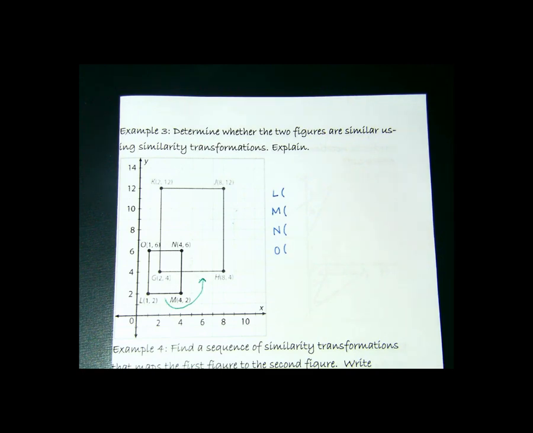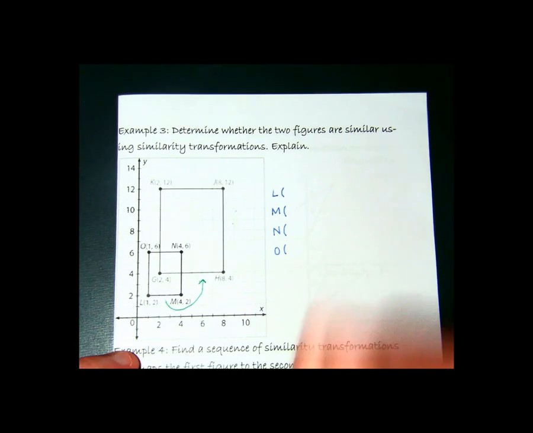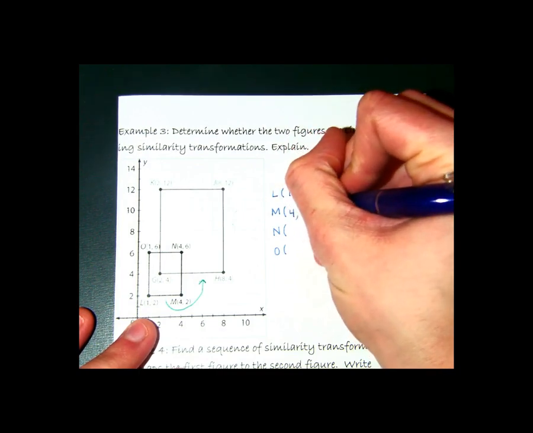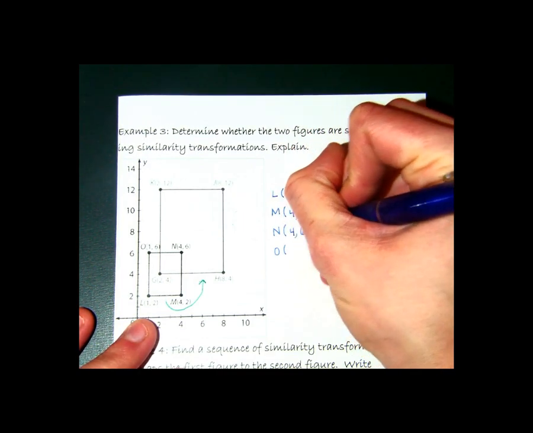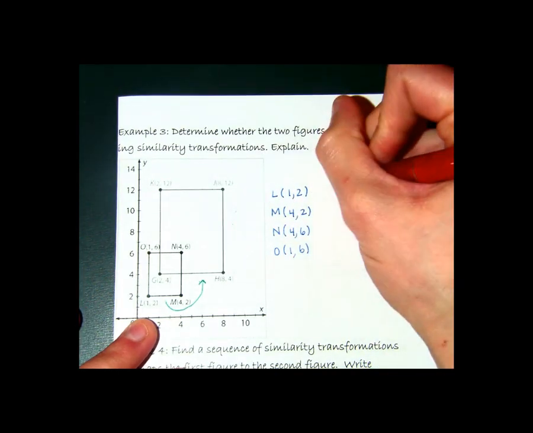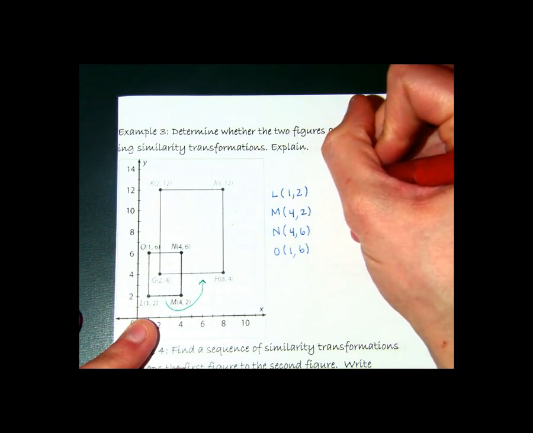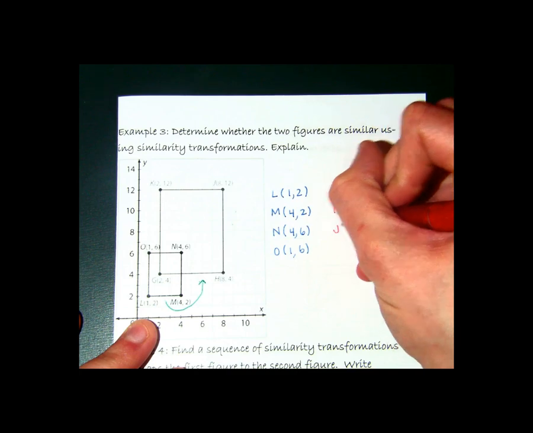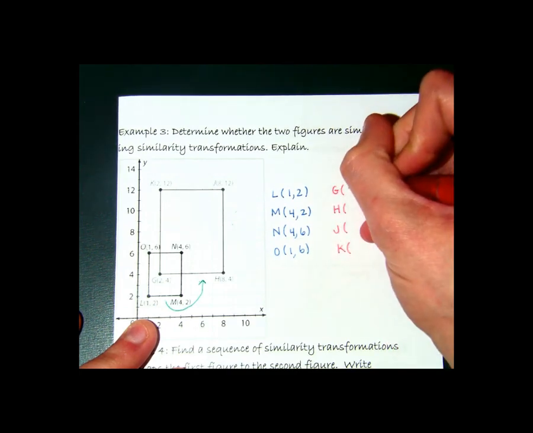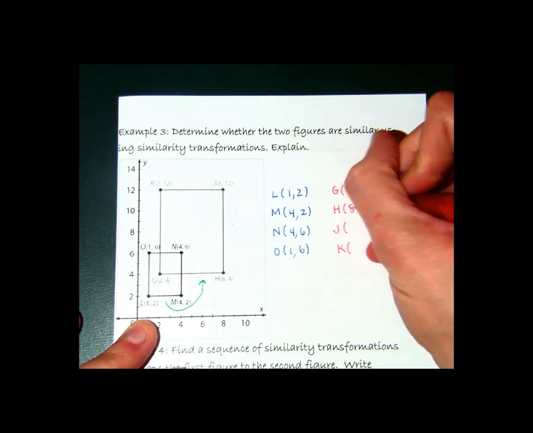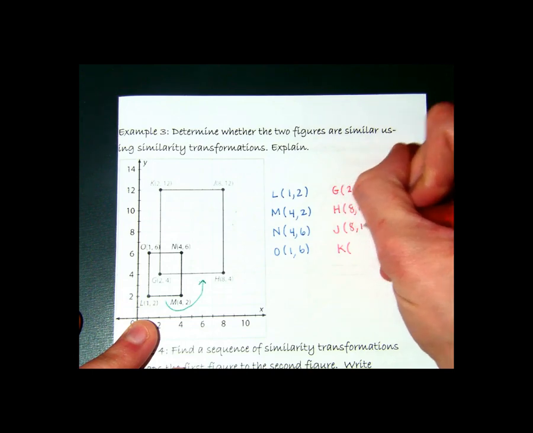Alright, so to determine whether they are similar or not, let's go ahead and list them. So L, M, N, O. They do go ahead and do it for us, which makes it even easier. Okay. Then let's list what we think are the image points. So G, H, J, K. We're hoping they have a scale factor in common here. Remember, we have to check every single point, or it doesn't even matter. If we don't check them all, we don't know.